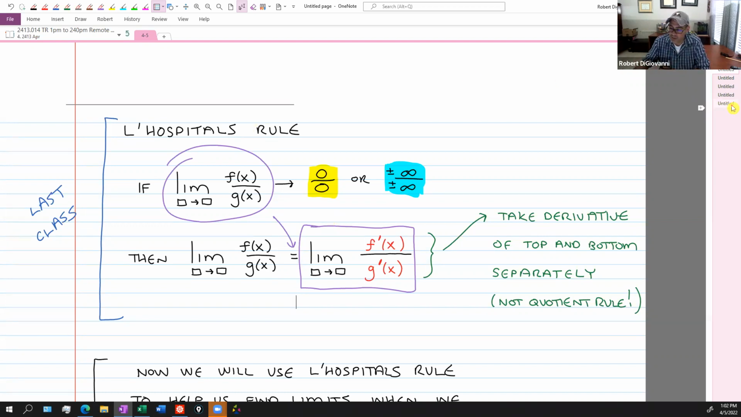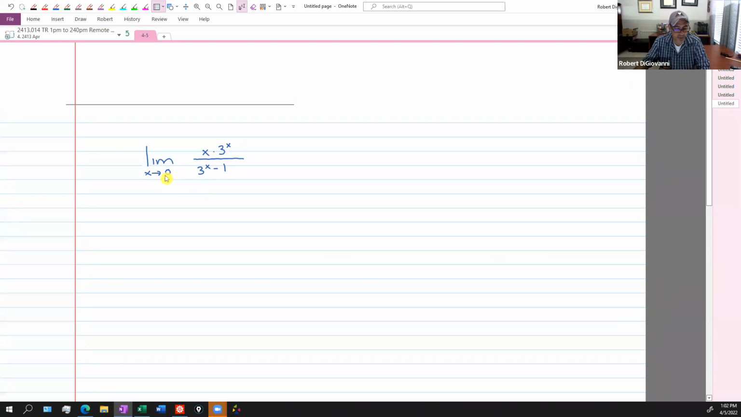So in this question, first thing we're going to do is direct substitution. We're going to replace x with 0. Let's see what happens here. This goes to 0 times 3 to the 0 is 1. So the top goes to 0 times 1, which is 0. And on the bottom, 3 to the 0 is 1, and then 1 minus 1, that gives me 0 as well. So I have 0 over 0, so I can use L'Hopital's rule.